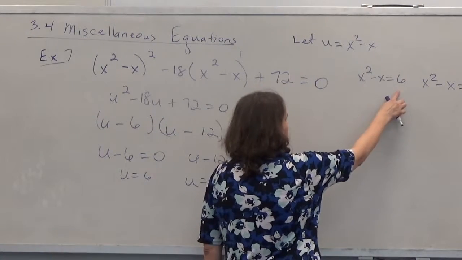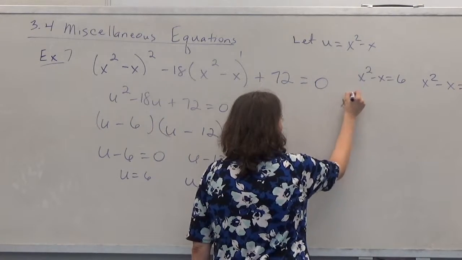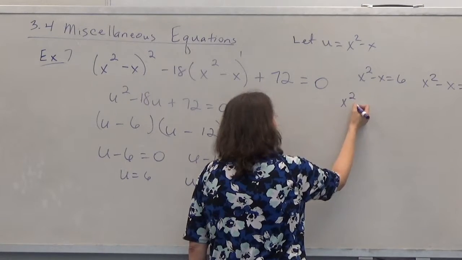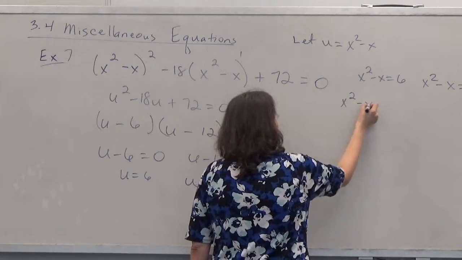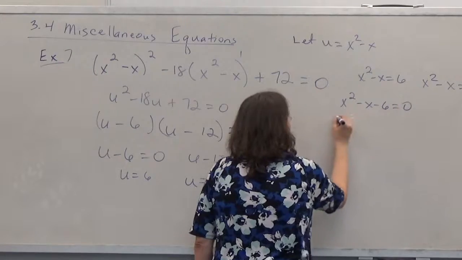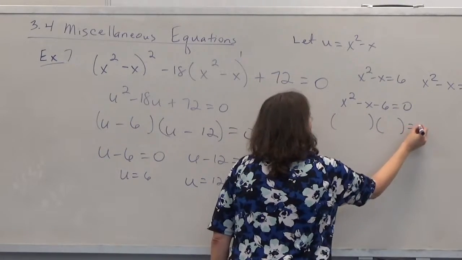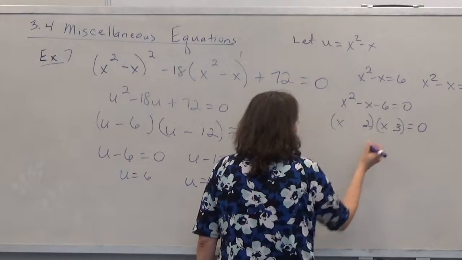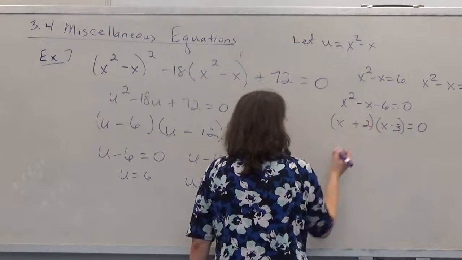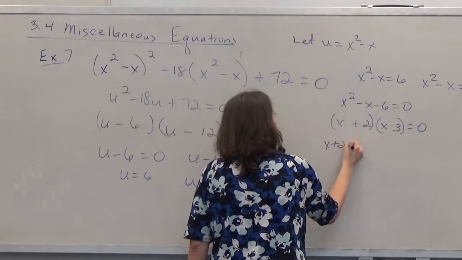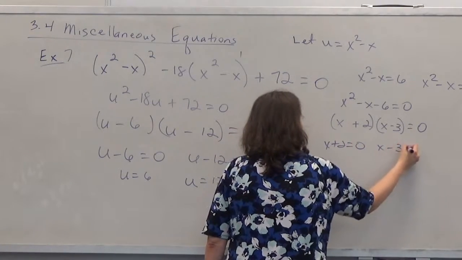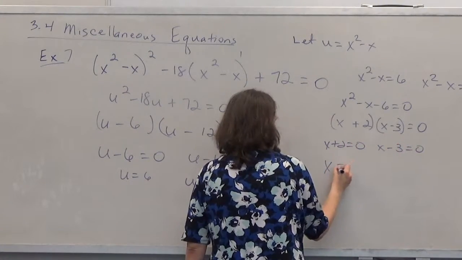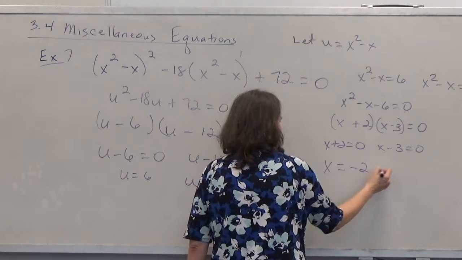The first one, let's subtract x on both sides. You'll have x squared minus x, subtract 6 on both sides. We'll have x squared minus x minus 6 equals 0. Does that factor? Yes, 2 times 3, and we want to make the 3 negative, the 2 positive. So we get x plus 2 equals 0, or x minus 3 equals 0. So that gives me x equals negative 2 and positive 3.